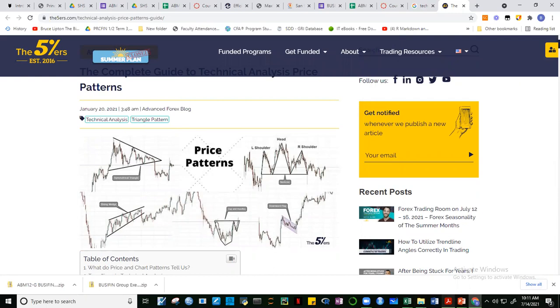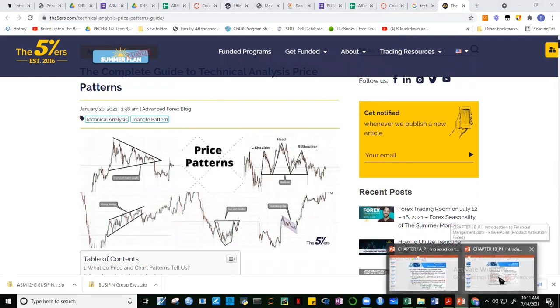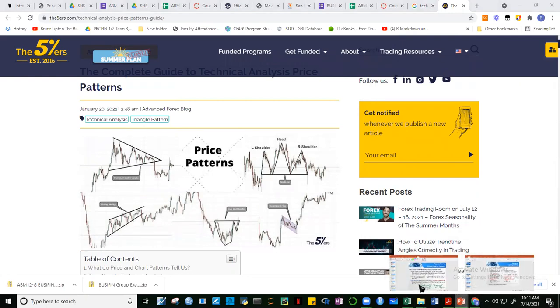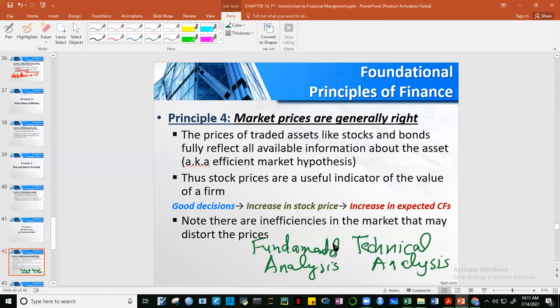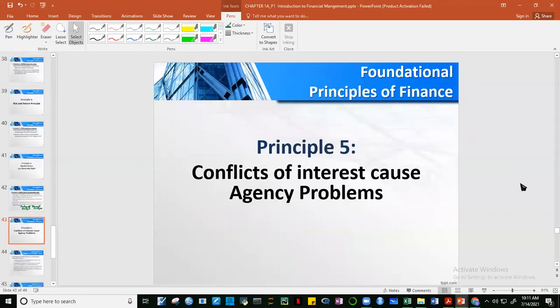When we say fundamental analysis, guys, it uses the financial statements, the balance sheet, income statement, statement of cash flows in order to predict the value of the firm, the stock price of the firm. Technical analysis uses the charts, the stock prices. Okay? And the last foundational principle, guys, is that conflicts of interest cause agency problems.